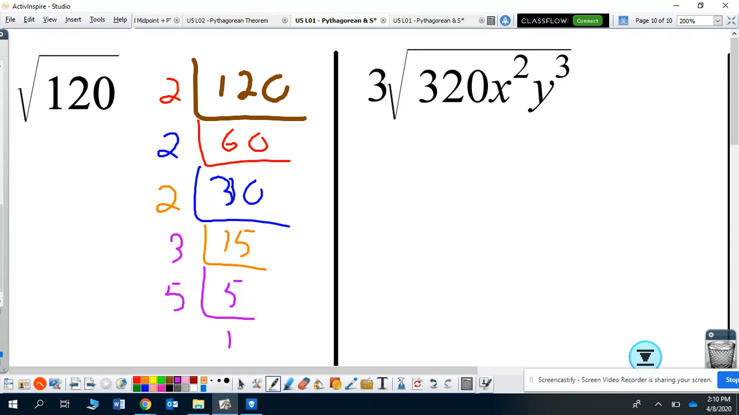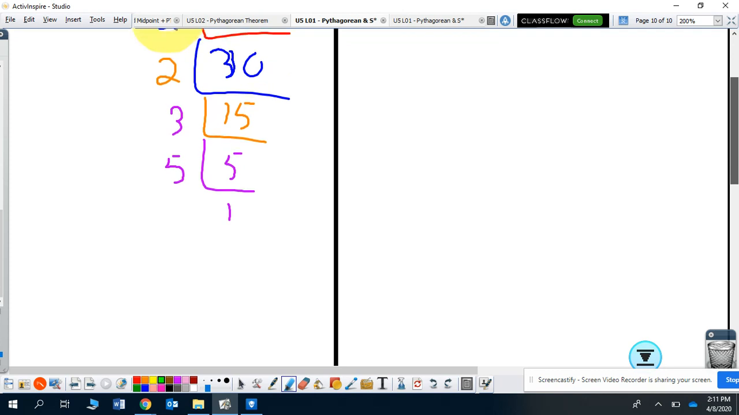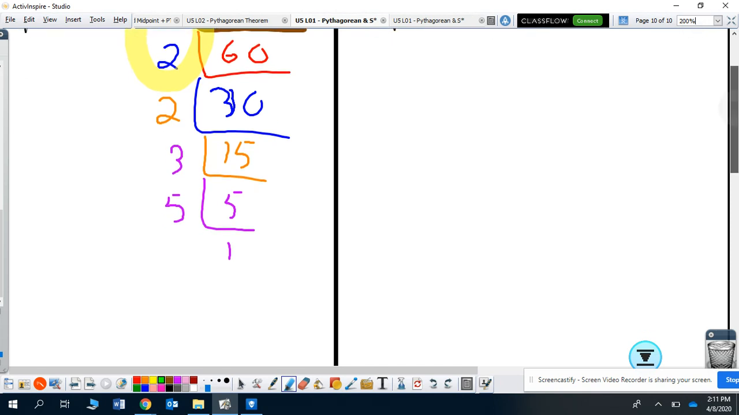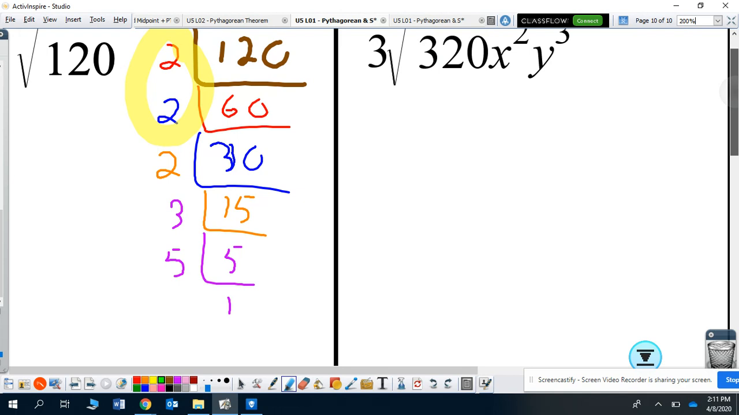All right, so remember, our next step is to circle pairs. So I've got a pair of 2's right there, and another pair. Oop, no, I do not. That's all the pairs I have. Only have a single pair. So if that's all I have is a single pair of 2's, then that's the only guy that actually comes out to the front of our radical. We have just a single 2 that's going to come out in front of our radical.